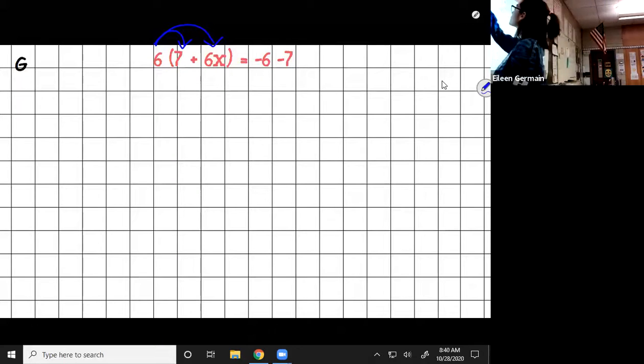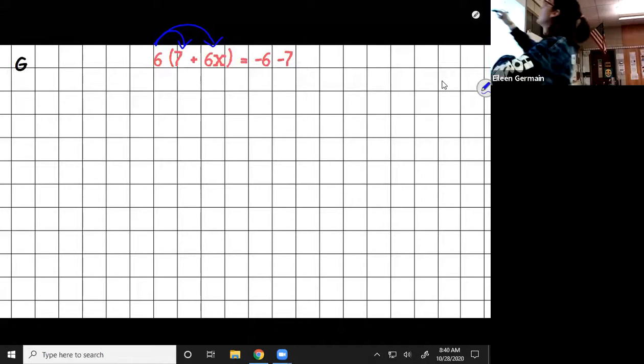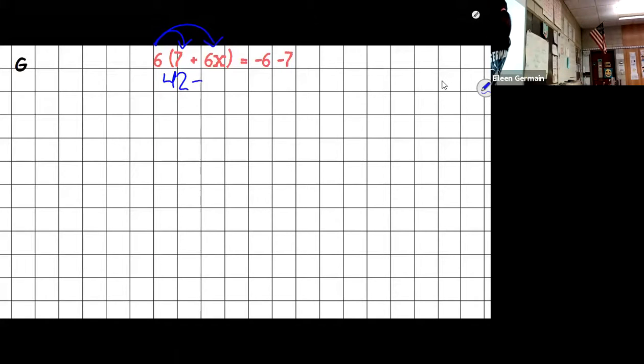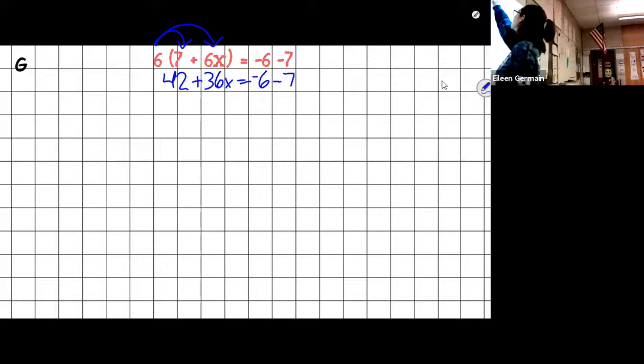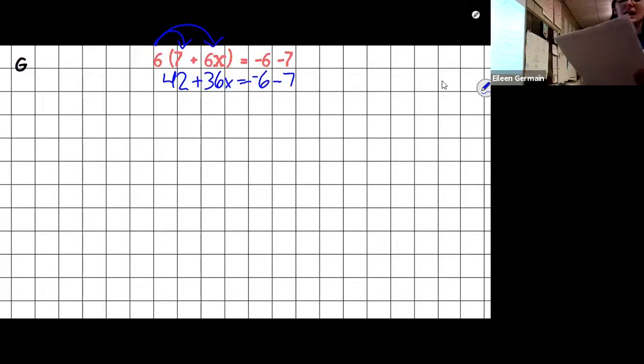Perfect. So we're going to distribute here. She's going to tell me why we're not going to divide while I distribute. 6 times 7, oh gosh, I hate that one. That's one of my least favorite. 6 times 7 is 42. So 42 plus 36x equals negative 6 minus 7. So, very good. Gwen said we can't divide here because that 7 is not divisible by the 6. You can't divide 6 into that 7. Very good. Nice job.